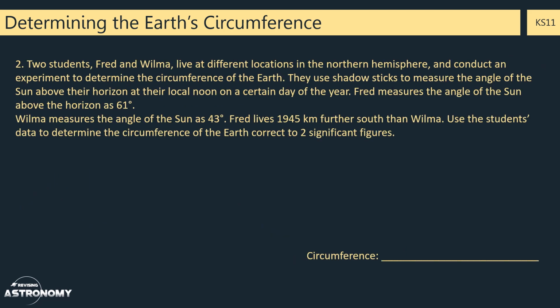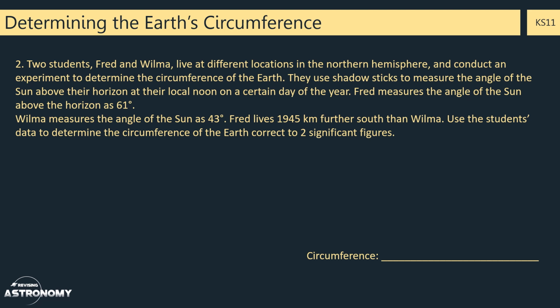Okay, in the next question, two students, Fred and Wilma, live at different locations in the Northern Hemisphere and conduct an experiment to determine the circumference of the Earth. They use shadow sticks to measure the angle of the sun above their horizon at their local noon on a certain day of the year. Fred measures the angle of the sun as 61 degrees above the horizon and Wilma as 43 degrees. And we know that Fred lives 1,945 kilometers further south than Wilma. Use the students' data to determine the circumference of the Earth, correct to two significant figures.